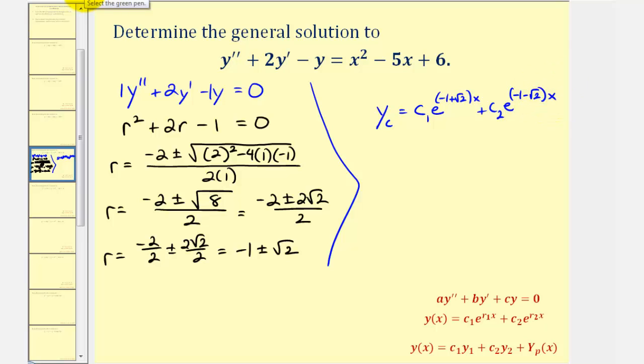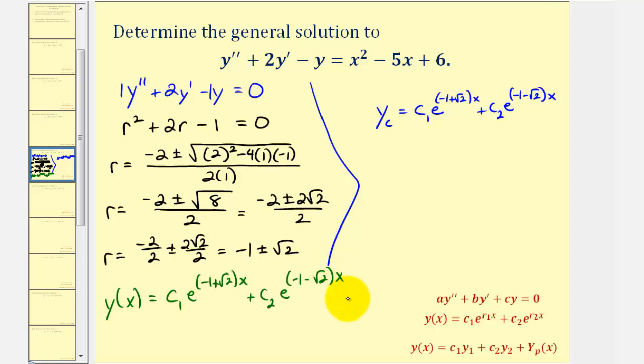Which means the general solution to the original non-homogeneous differential equation will be in the form y of x equals these two terms plus big Y sub p, a particular solution to the original differential equation.